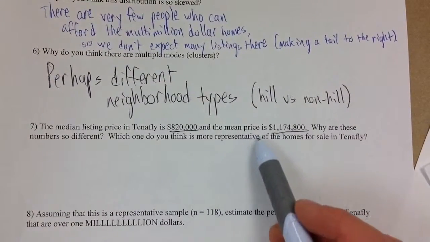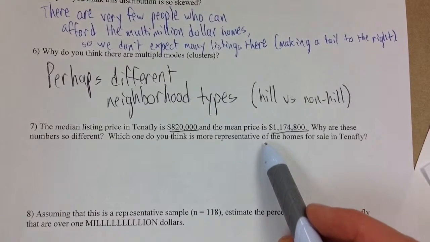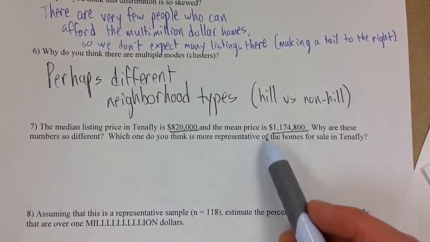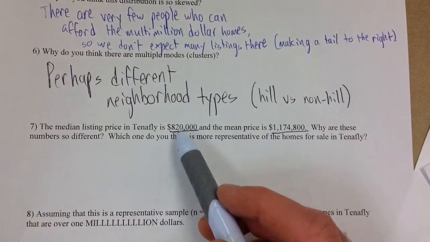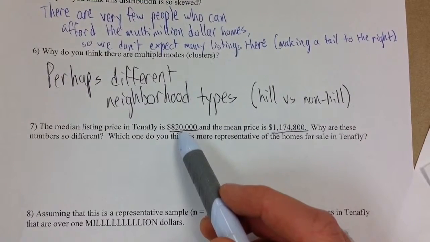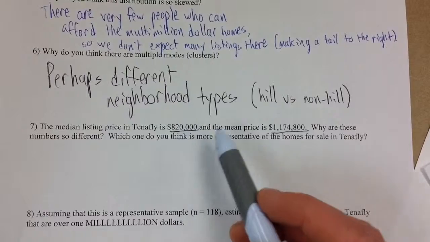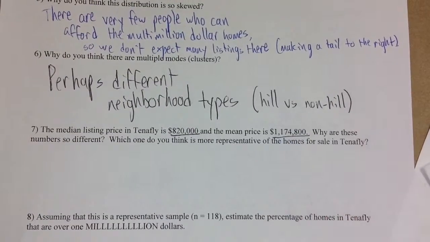Which one do you think is more representative? This is open to debate. Usually when there's extreme skew, people go with the median, because the median is not affected by that skew, and thus could be considered more representative. Because this mean is going to be dragged up by those homes that are $2+ million. Okay? So that's what I'll say there.